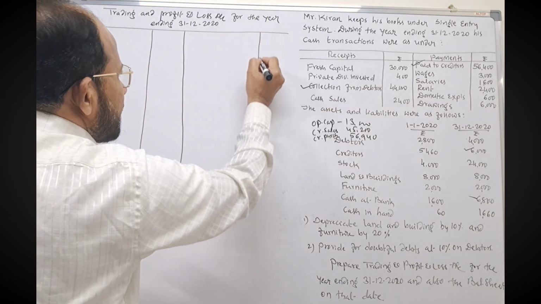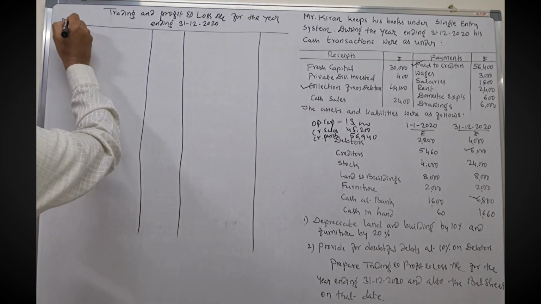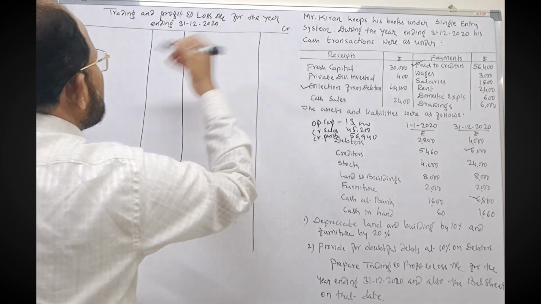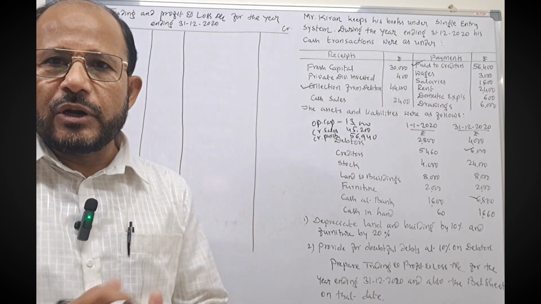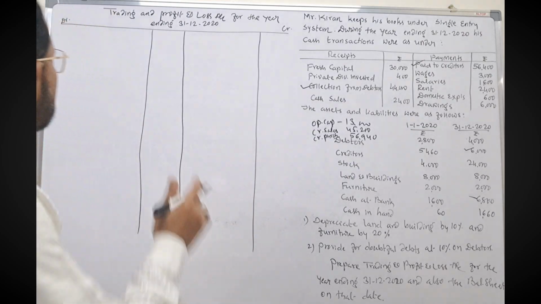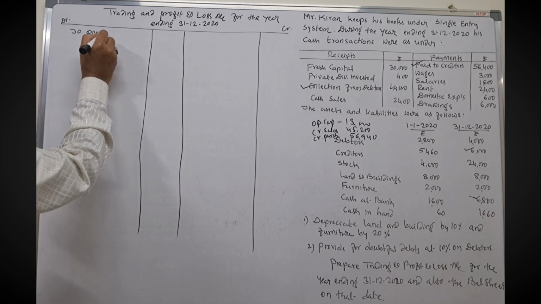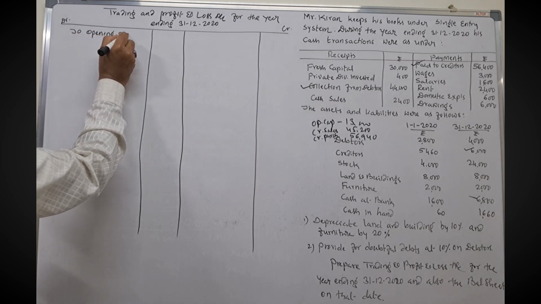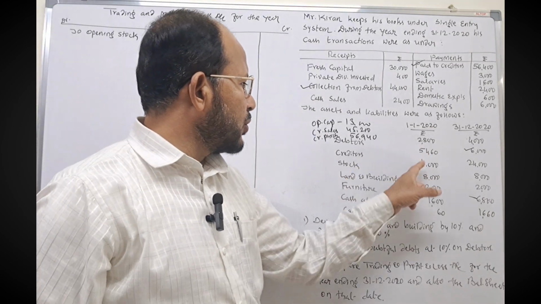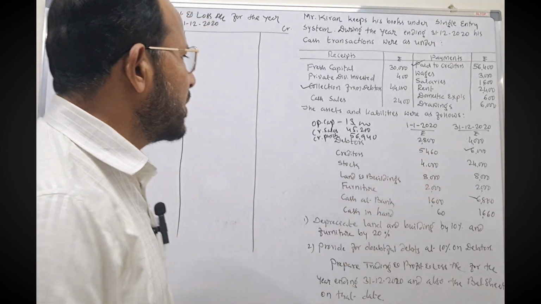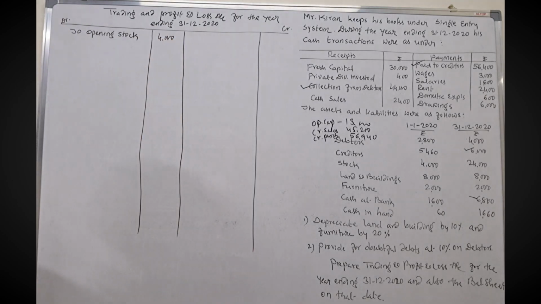First we will prepare the trading account. The first part of this account is the trading account, then the next part is the profit and loss account. In the trading account, first what do we take? We take opening stock, if given. It is given in the problem, just check here: on 1/1/2020, value of stock rupees 4,000. That we write here. Opening stock 4,000.